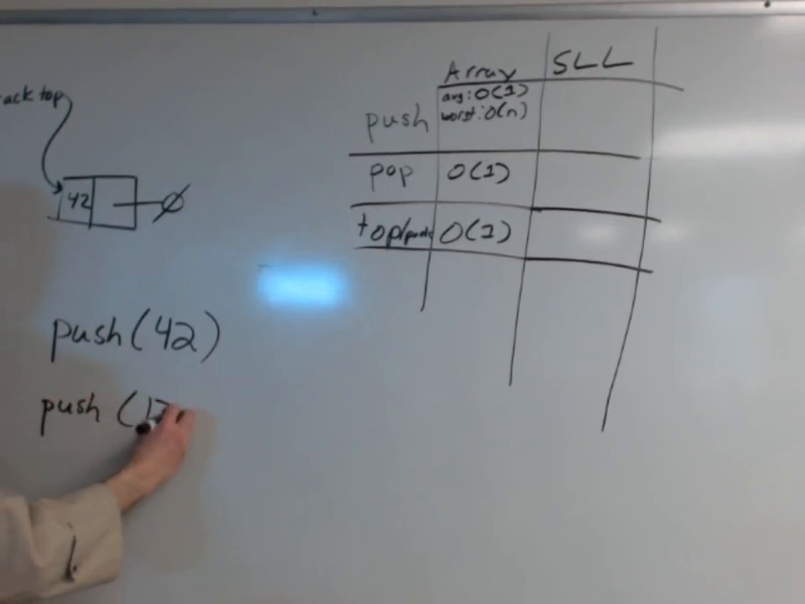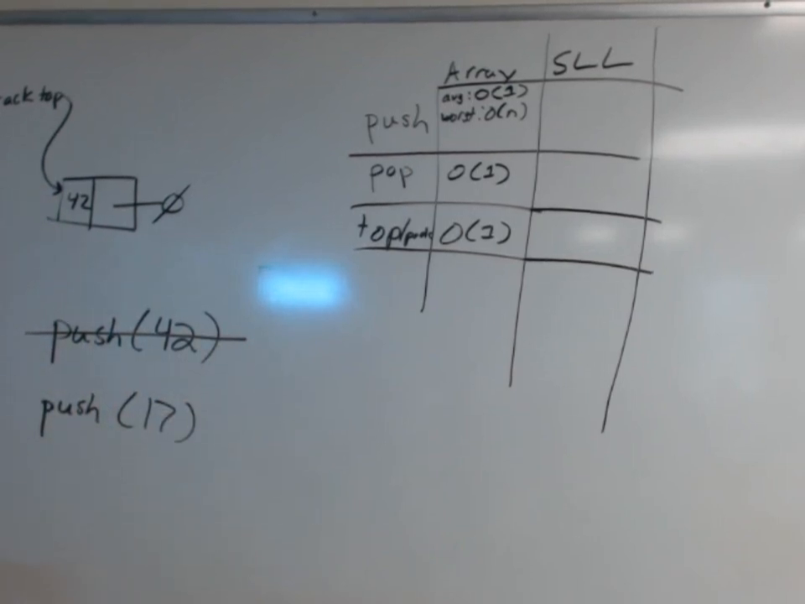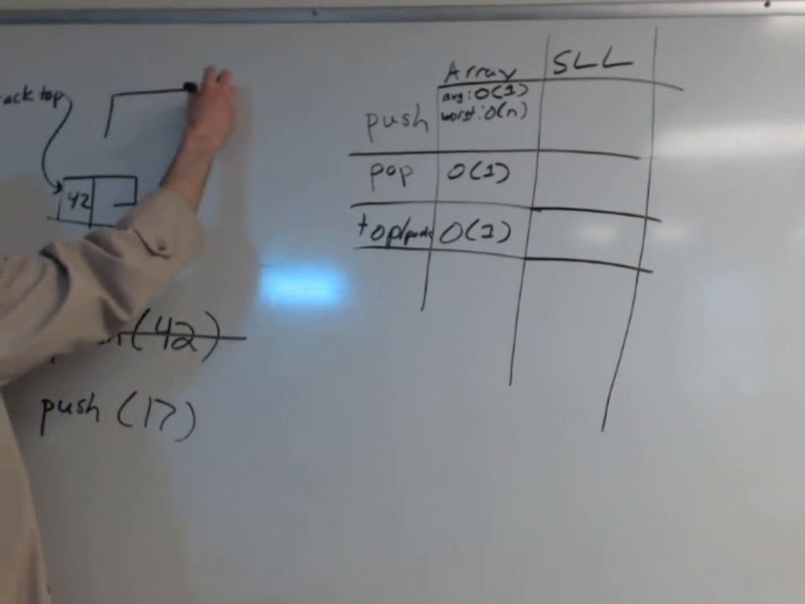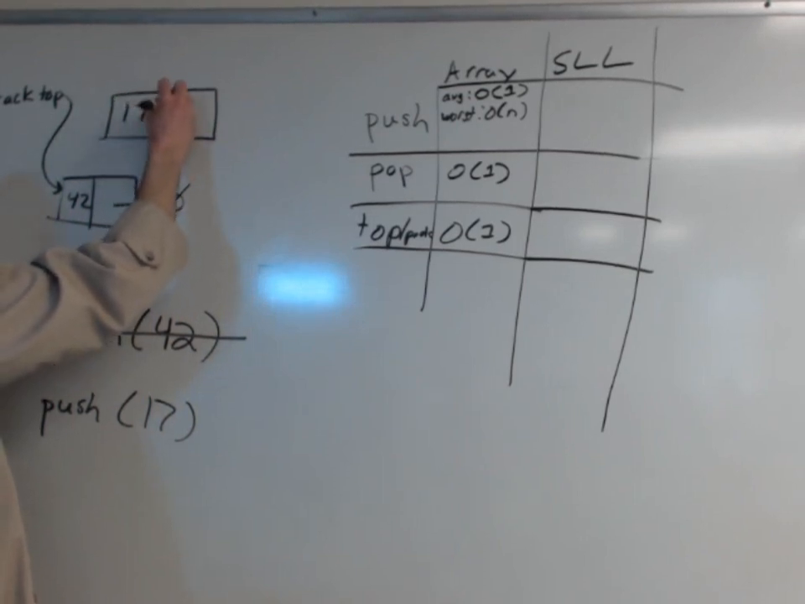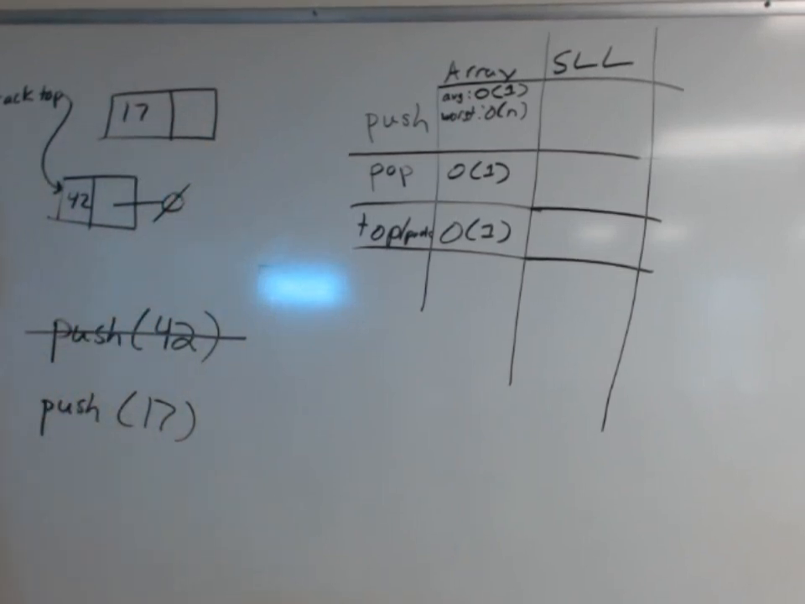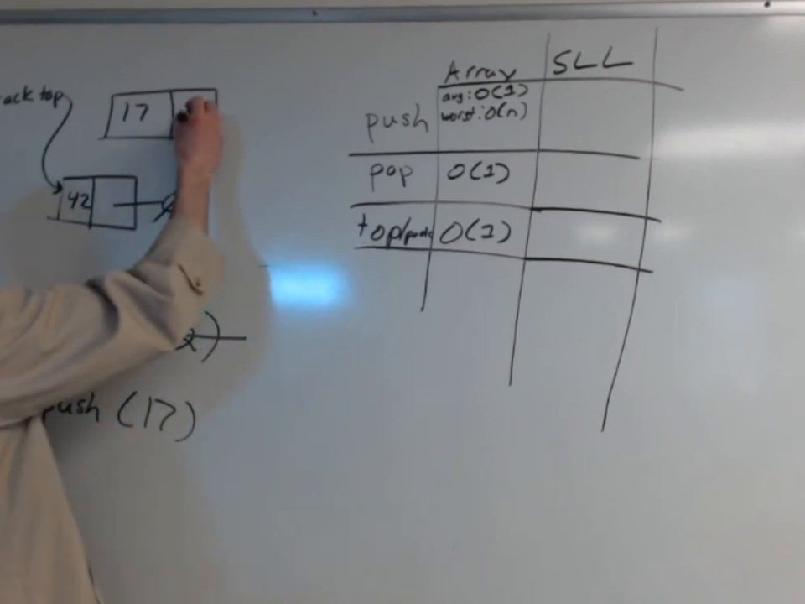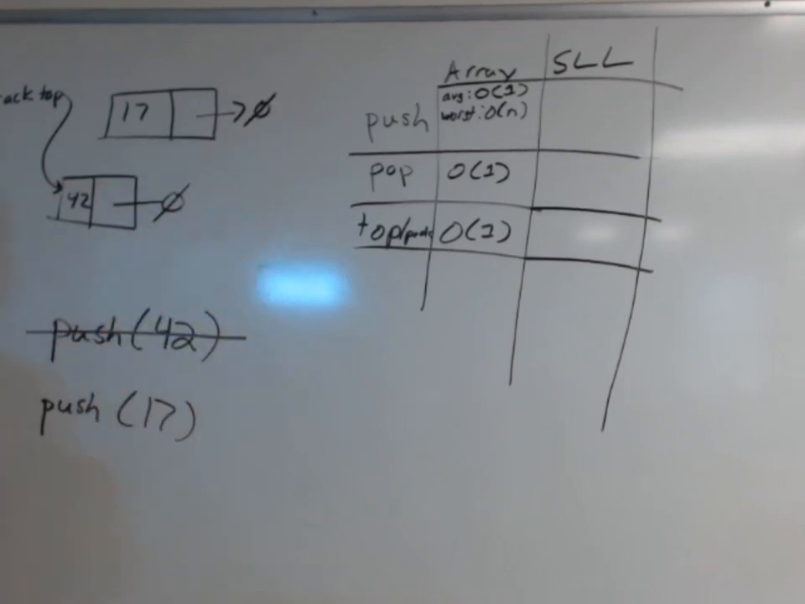Let's push 17. Mark that we're done. What do we do here? First, make a node, right, with 17 in it. Where should it point? Null? Okay, we'll start with that. All right, now what are we going to do? We could have a tail, but we can actually accomplish this with just one pointer. Anyone see what to do?